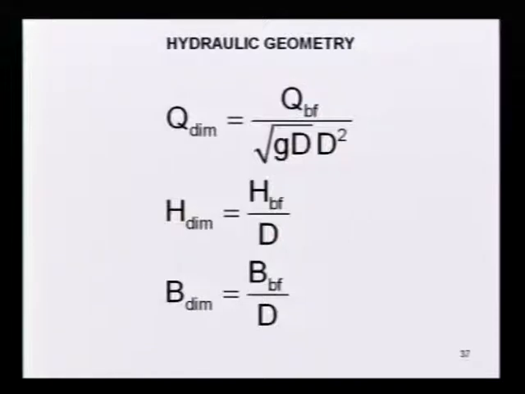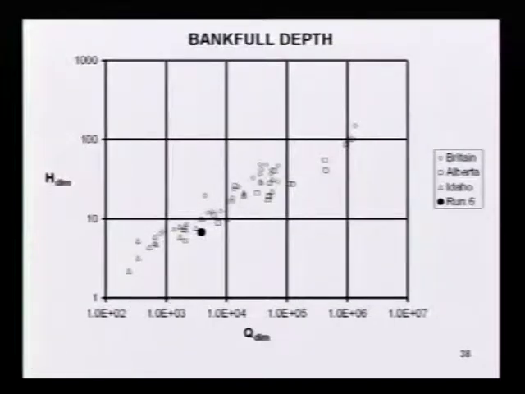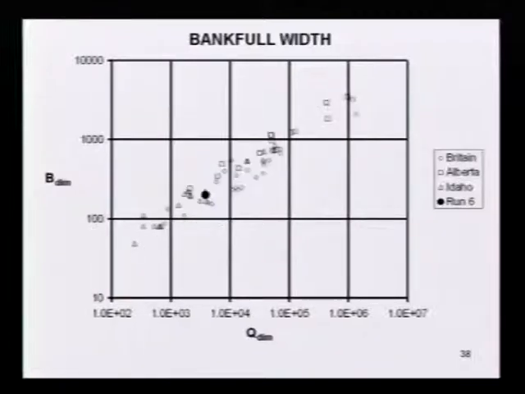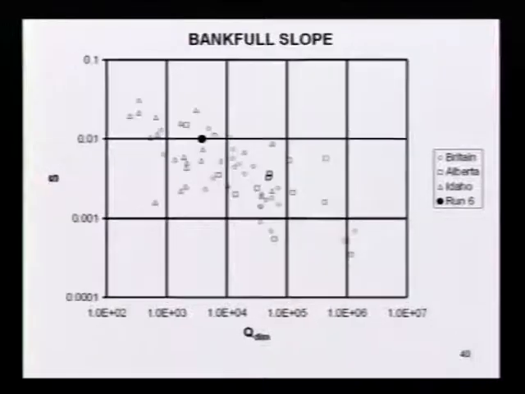We tested to see if our model was good by looking at a dimensionless water discharge using grain size, a dimensionless bankfull depth, and a dimensionless bankfull width. We took a subset of our gravel bed data from Idaho and 2 other locations and plotted dimensionless depth versus discharge. There's our experiment, a little bit on the low side, but within the scatter. Here's our dimensionless width in the right range. There's our slope in the right range.